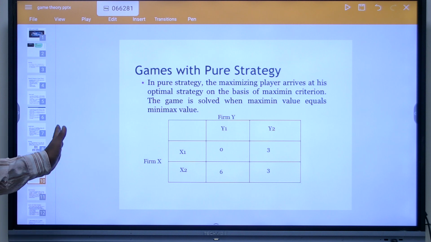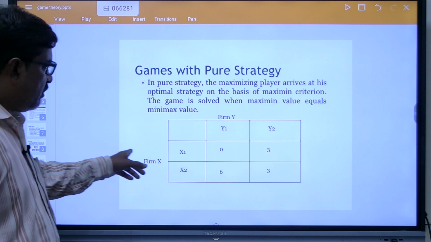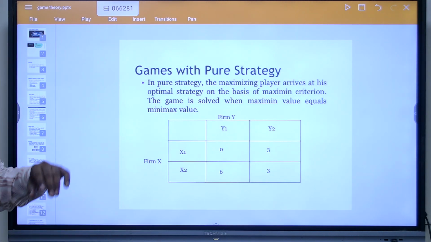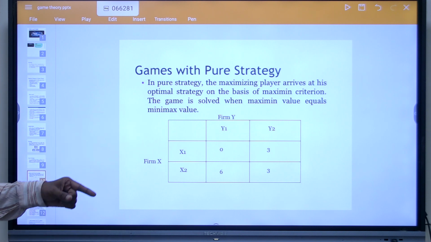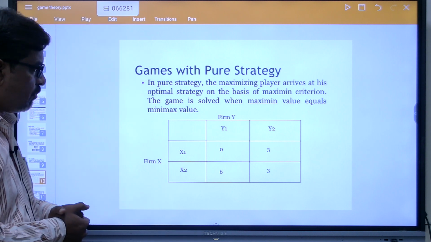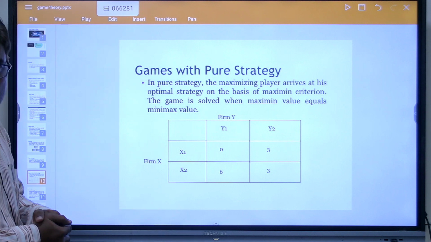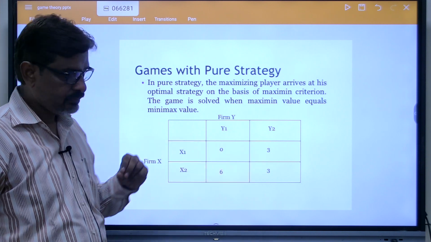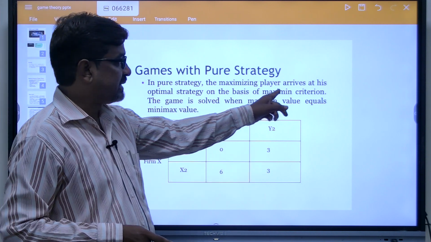Now, for firm X, if we apply the maximin criteria, first of all we will find out the minimum values for each row. For the first row, it is 0. Second row, it is 3. Among the 0 and 3, we select the maximum value, that is 3. That is the maximin.